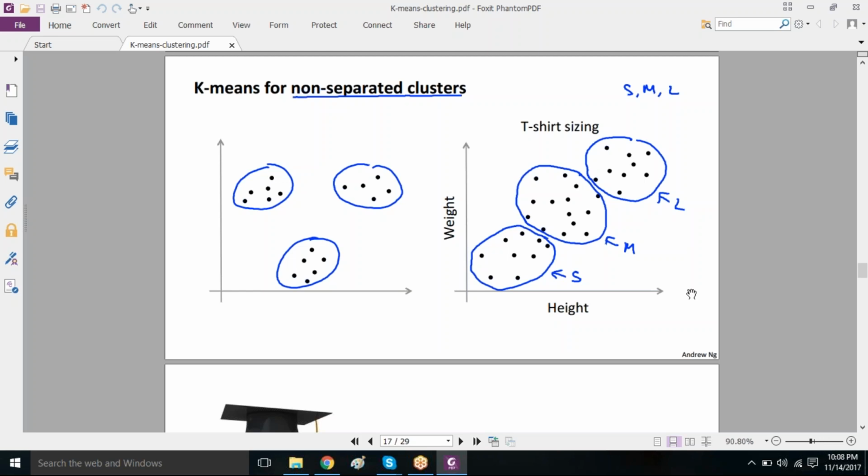Small, medium, large. Maybe XL is also there, extra large and all. That's all 4 to 5 choices we have, right? Right. But actually, if you see, this is called market segmentation also.